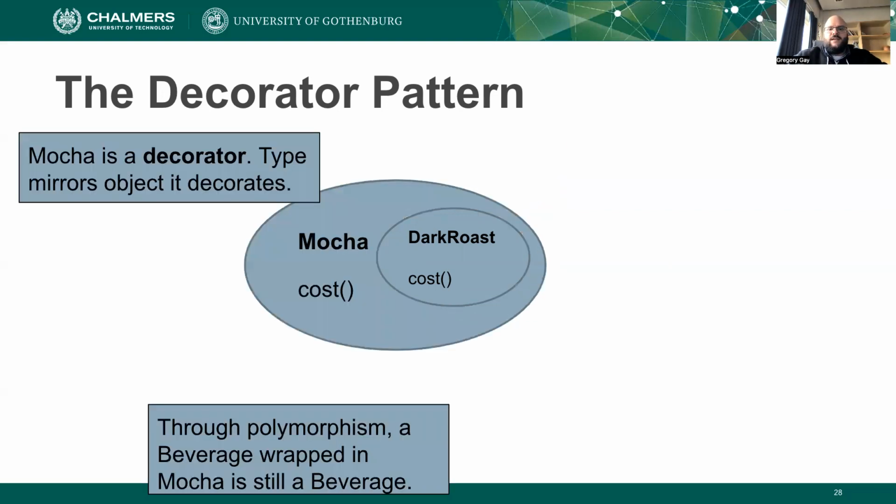All right. The customer wants mocha in their dark roast. So what we can do is create a mocha object with a pointer and point it at our dark roast. So wrap it around our dark roast. The mocha object is what we call a decorator. Its type mirrors the object it wraps. So although conceptually mocha is a topping or a condiment, design-wise, it's going to inherit from beverage, and it's also going to have a cost method.